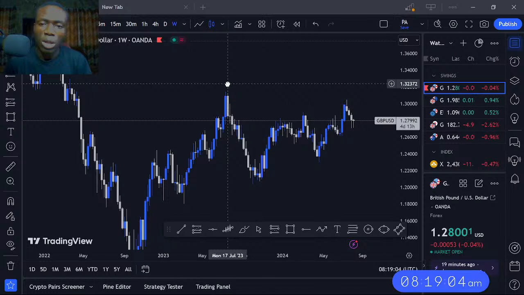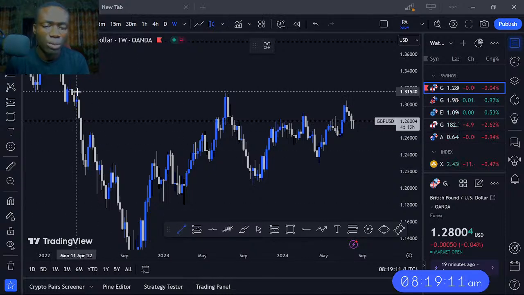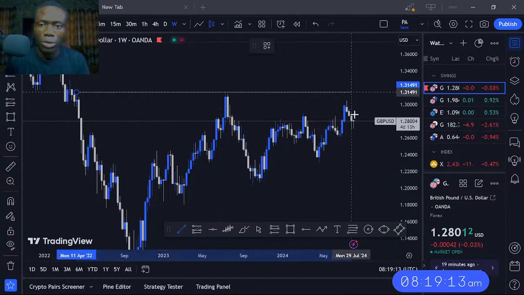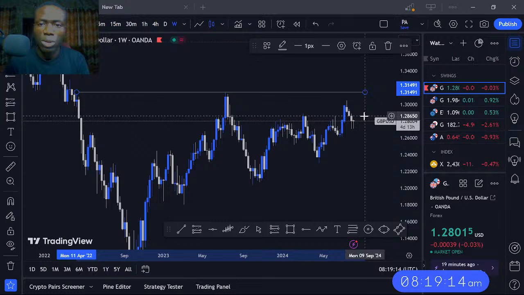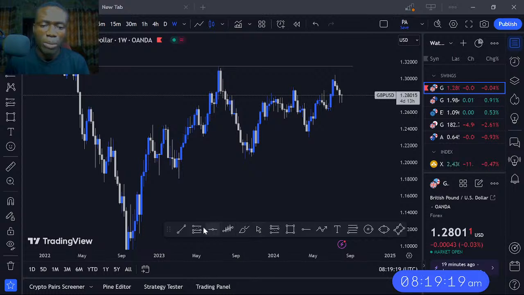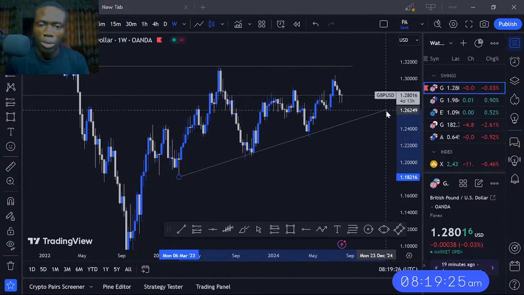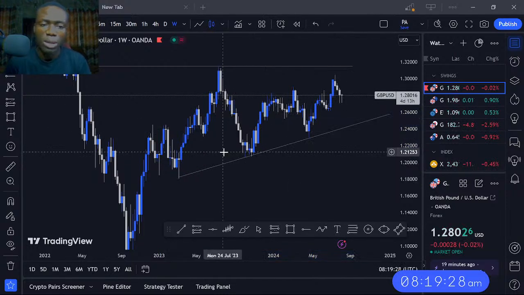We can see on the weekly time frame, the market is currently around an area of resistance. So I'm just going to mark it out. You can see the market is around an area of resistance. However, there are still some few pips away. And looking at over here, you can see that the market is creating higher highs in that direction.